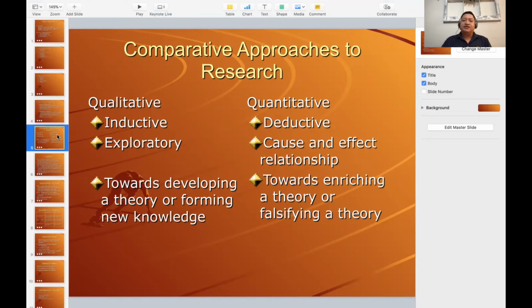And this is already enriching a theory or falsifying a theory. You already have a theory, you're just applying it and testing your theory, your existing theory. Moving on.